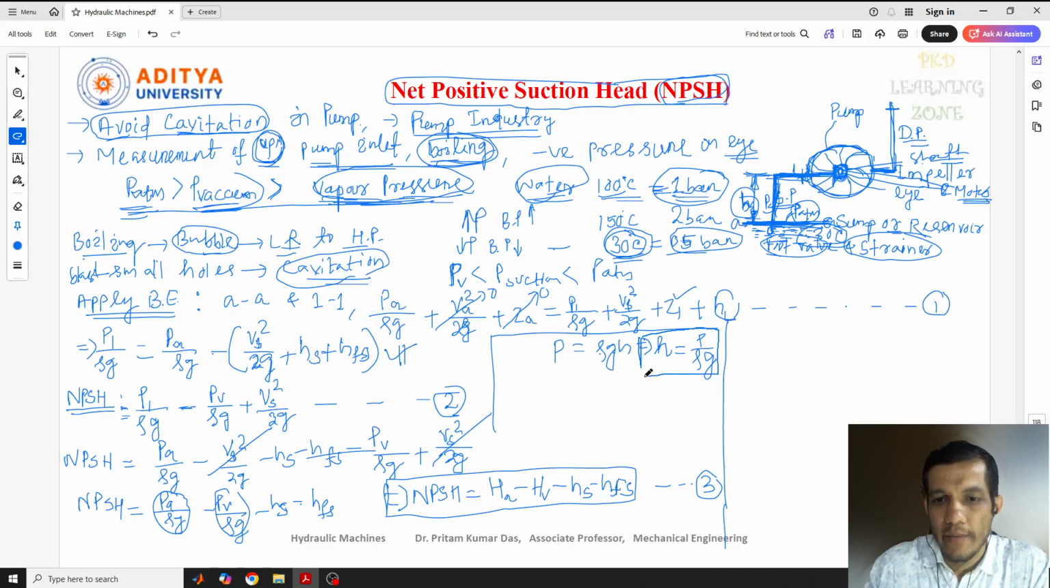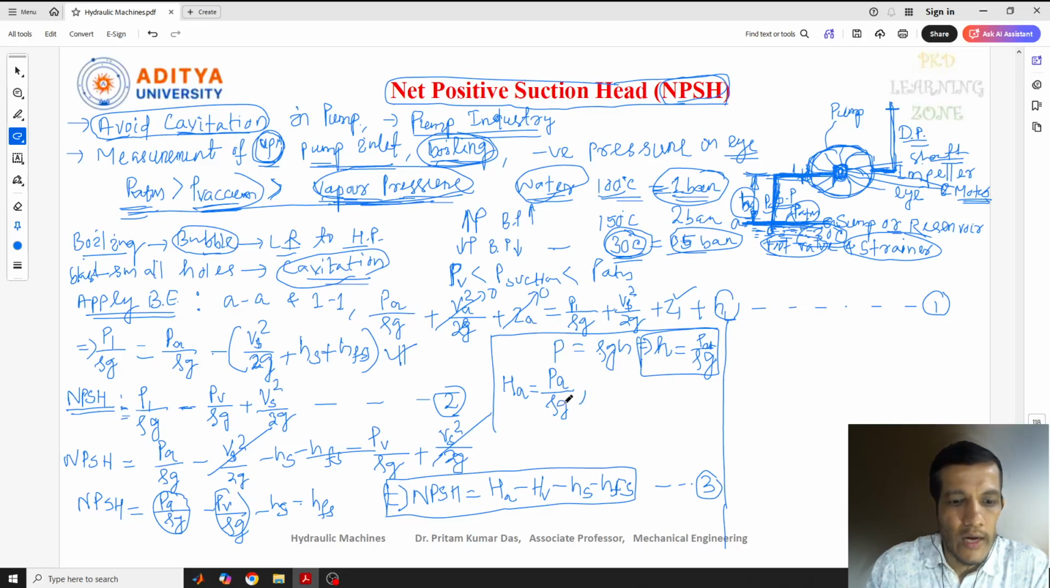Same thing when I try to calculate the pressure head, which head? The atmospheric pressure head. So I need to consider the atmospheric pressure at that time. To calculate the atmospheric pressure head, I can write small h or capital H, anything we can write here. So I can write P atmospheric by rho G. The same thing I have written here, PA by rho G is HA.